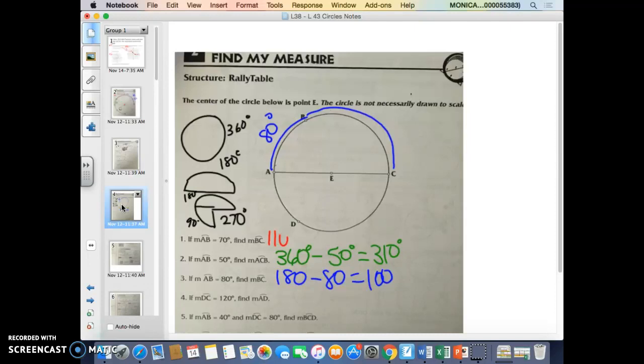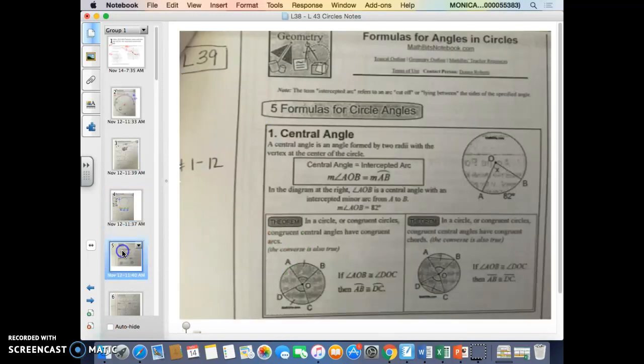So now let's move on, and we're going to talk about formulas for circles. All right, so you have this in your notes, and you're going to use these notes to answer questions 1 through 12 on pages 7 and 8.